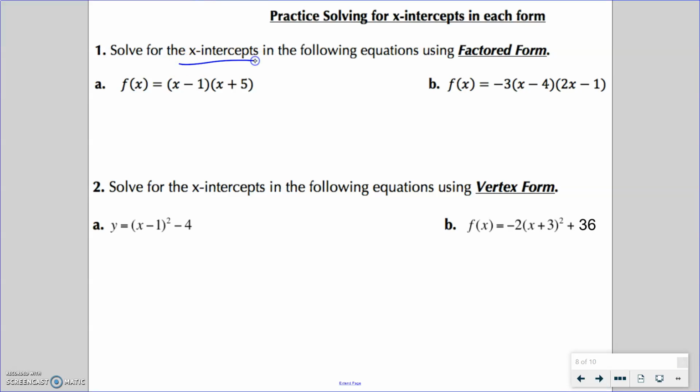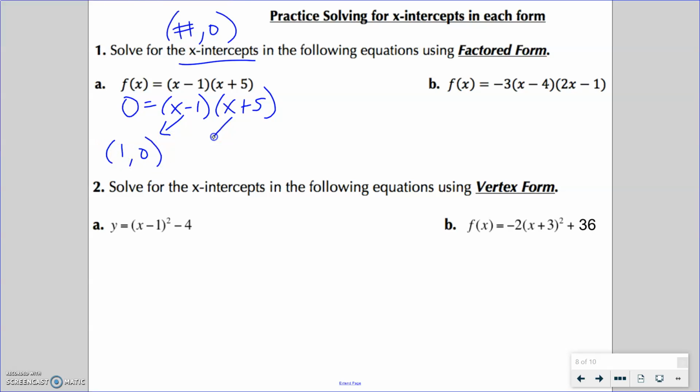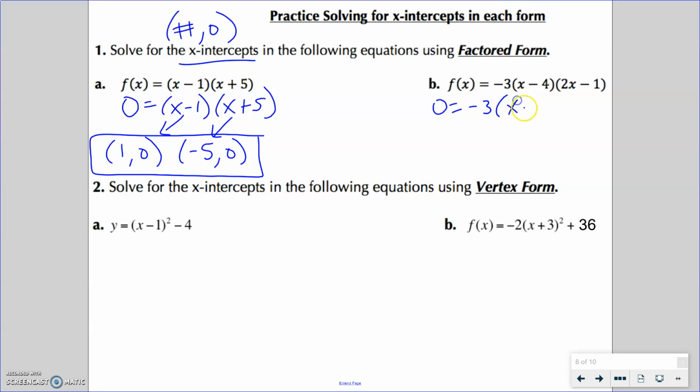All right, so x-intercept again means number, comma, 0. So I'm plugging in 0 for y. Okay, so my x-intercepts here, this guy's going to give me an x-intercept of positive 1, comma, 0. This guy's going to be negative 5, comma, 0. Let's look at the x-intercepts over here. Plug in 0. Now, remember what happens with that negative 3 in the front. It's kind of like I'm dividing both sides by negative 3, and 0 divided by negative 3 is just 0. So the negative 3 drops off.